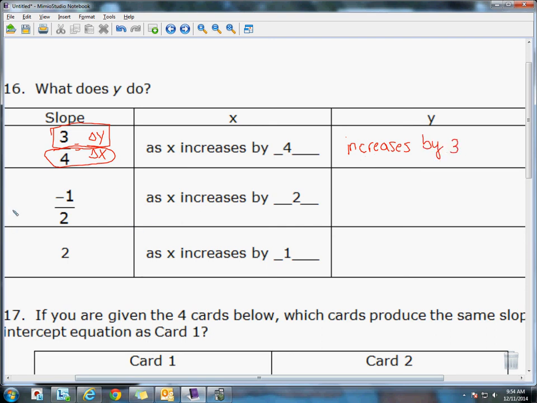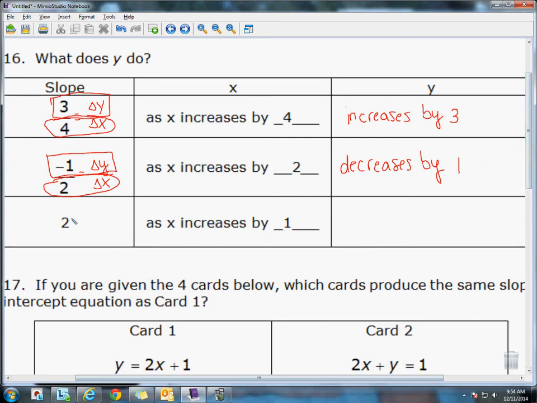This next one, again, we're going to label it as change in y over change in x. So here's your change in y, here's your change in x. As x increases by 2, okay, my x is increasing by 2 because it's a positive. So we're asking what's happening to y. Well, because it's a negative 1, that negative tells us that it's going to decrease. So we're going to put here y decreases by 1. You don't put a negative 1 because the negative represents decreases. So decreases tells me that this is going to be negative.